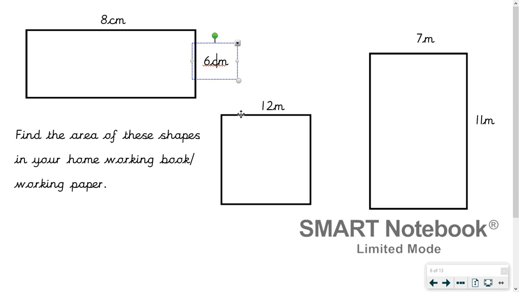Right, this one, we have a side length of 12 metres. It's a square, so we're going to have this side as 12 metres as well. 12 times 12 is 144, so it'll be 144 metres squared. Now this one, 7 metres times 11 metres would be 77 metres squared.